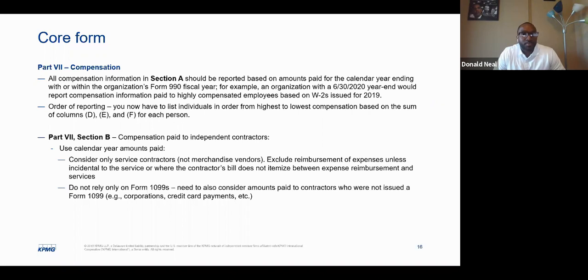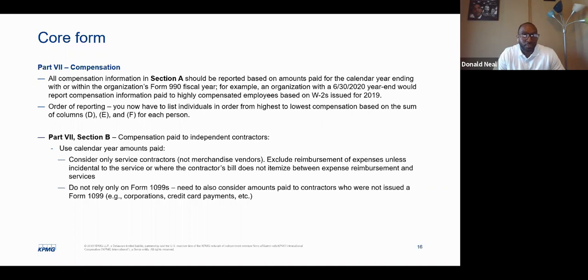Another thing to note in regards to compensation is that in the instructions for this year, the order of reporting changed. Before, you would list your directors, then your officers, your key employees, your highest paid, and then your formers at the end. One of the things that changed in the 2019 instructions is that your order of reporting now goes from highest to lowest compensation, based on the sum of columns D, E, and F for each person. So now your highest paid person may be reported first in this section, versus maybe just your board members being reported first. Typically you'll probably have your highest paid or your officers, then your key employees, and then your board members. So it's really truly based on the compensation.